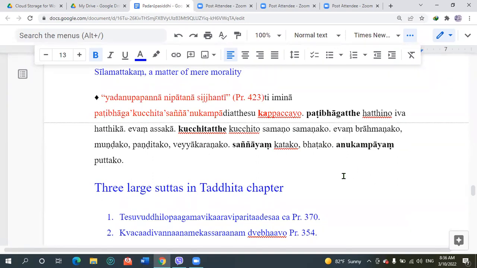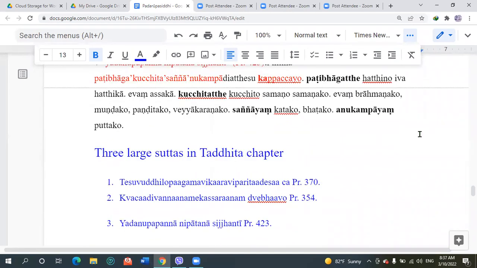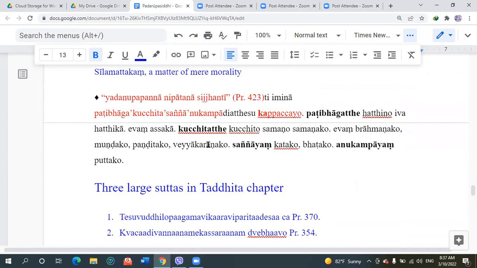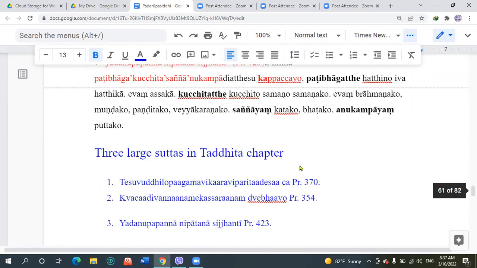Anukampaya means in the sense of pity, compassion, kindness. Putako. Anukampaya, Putako. Unto Maya Putako. So in these examples, the definition is not mentioned. Just this kasap is used after Anubuddha. At the time, the meaning changes.